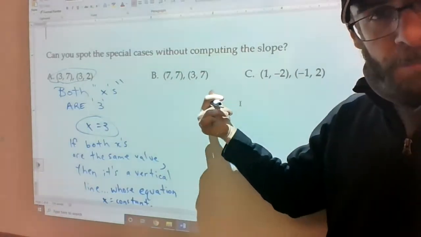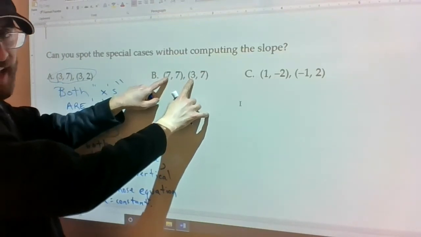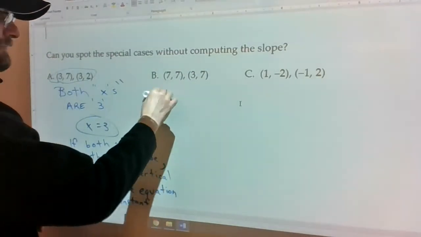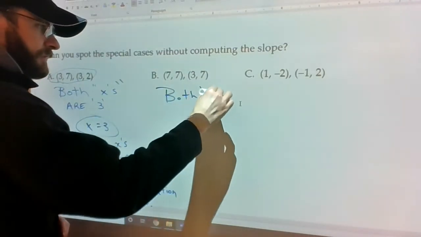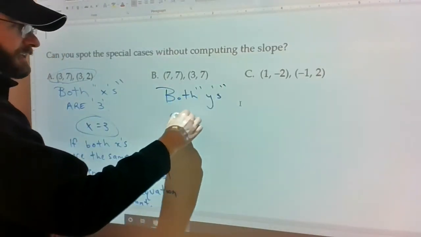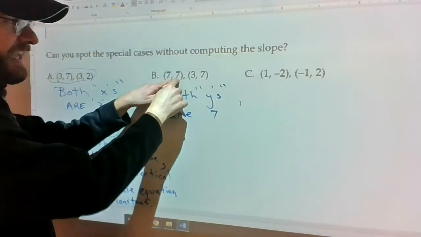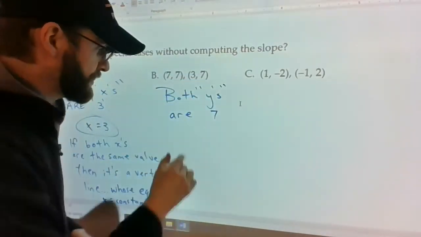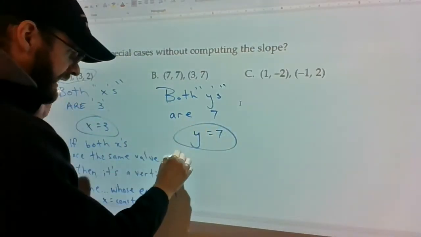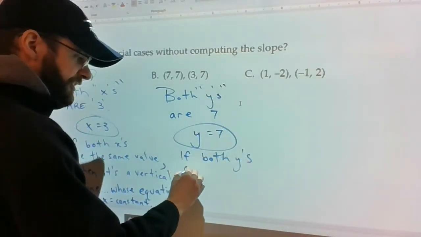Then what we can do for part B is say, are both x's the same? No, one's 7, one's 3. But both y's are the same. Both y's are 7. Y equals 7. Y always equals 7. Yes, okay. So, if both y's are the same value.